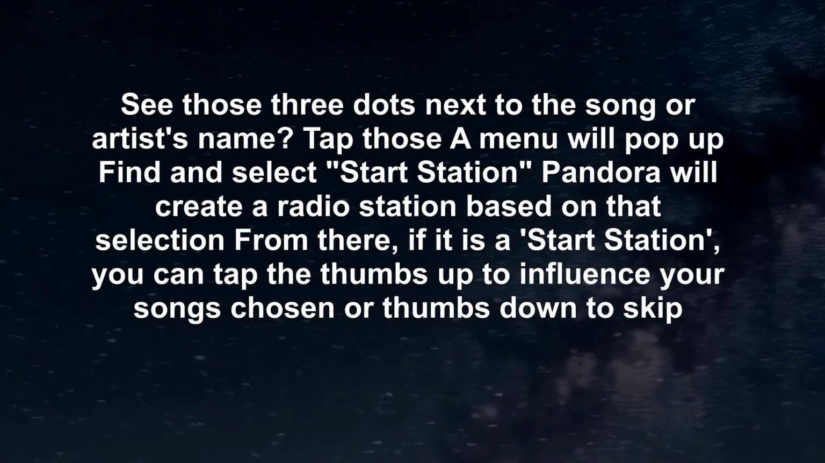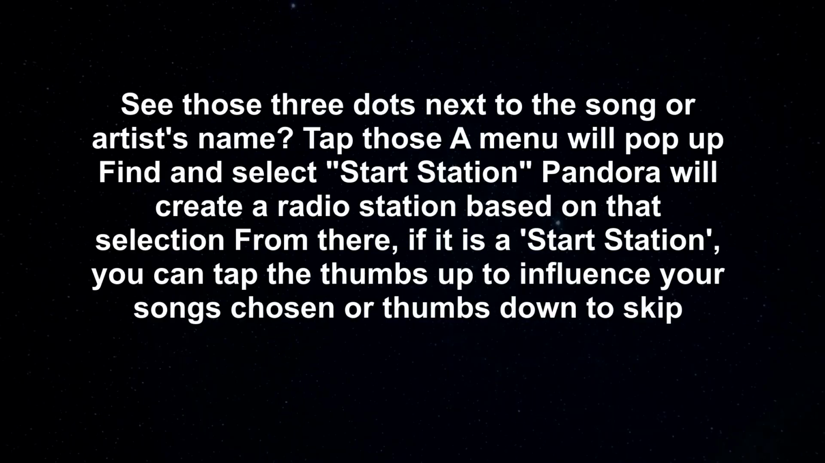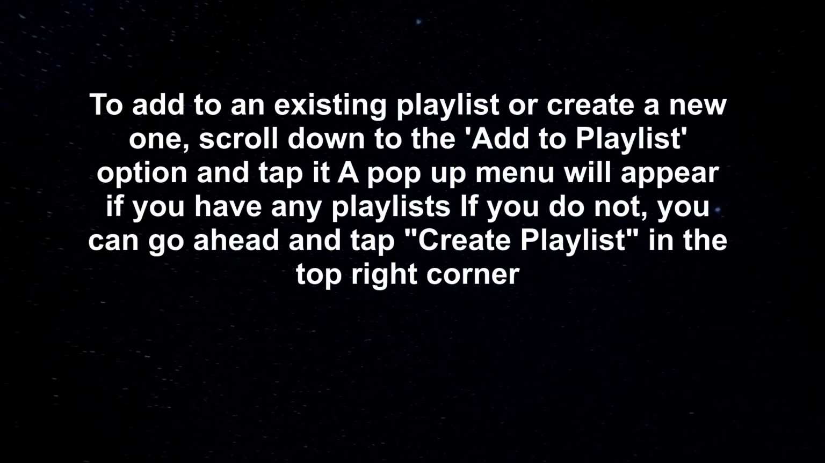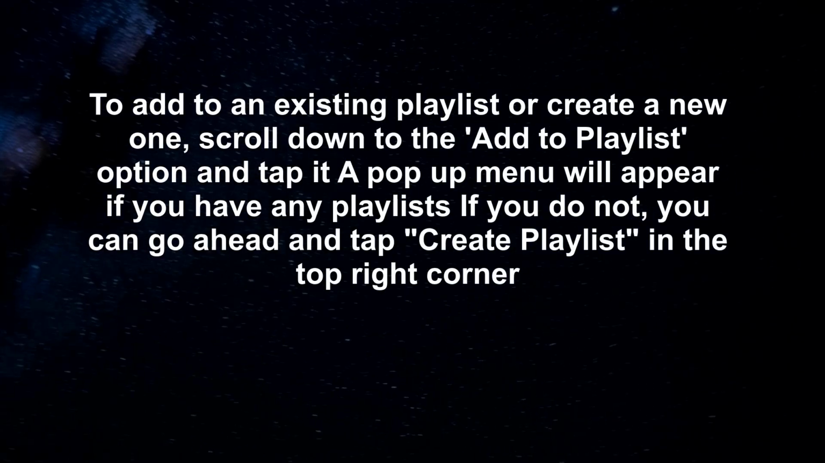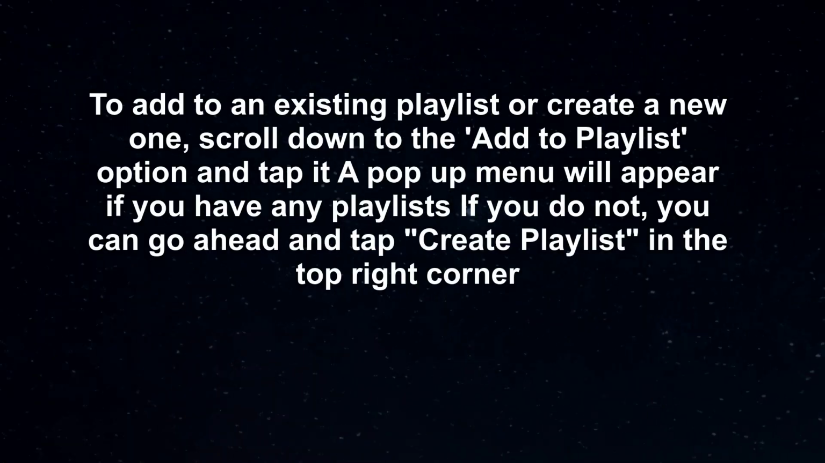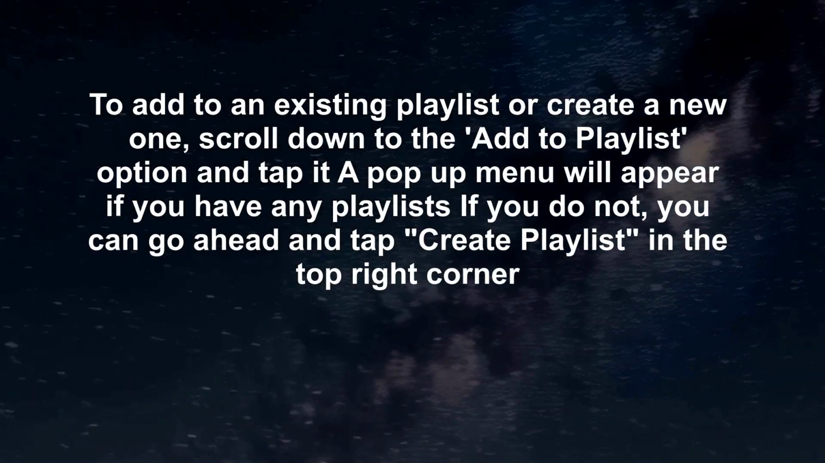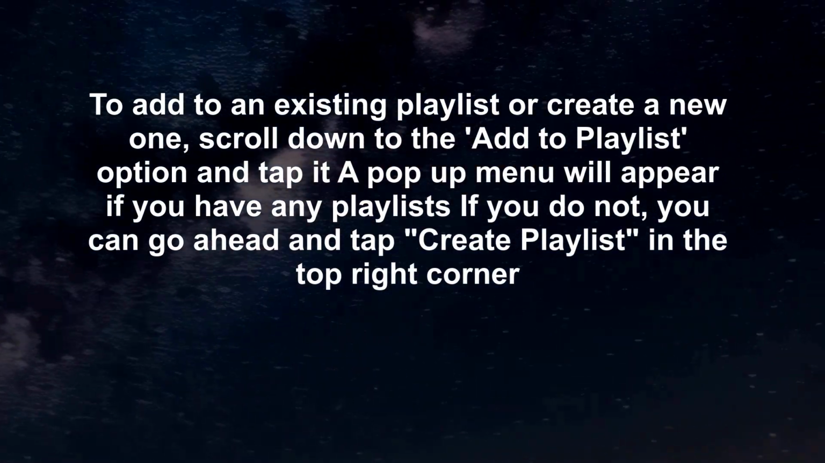If it is a started station, you can tap the thumbs up to influence the songs chosen, or thumbs down to skip. To add to an existing playlist or create a new one, scroll down to the Active Playlist option and tap it. A pop-up menu will appear if you have any playlists. If you do not, you can go ahead and tap Create Playlist in the top right corner.